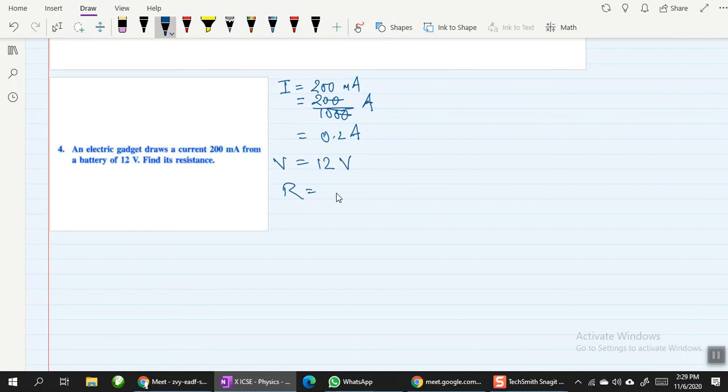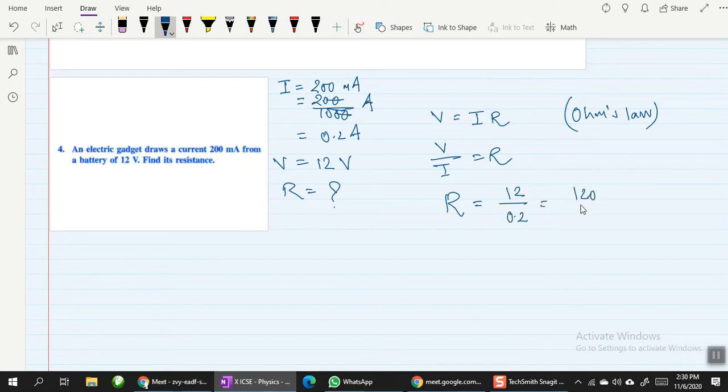Find the resistance. Yes, Priyam, what is the formula? Sir, V upon I. See, V is equal to IR is your Ohm's law. You need to write this as the opening statement. Now you need to find the resistance. So V upon I is equal to R. You are correct. So R is equal to 12 by 0.2, which is 120 by 2, which is 60 ohms.